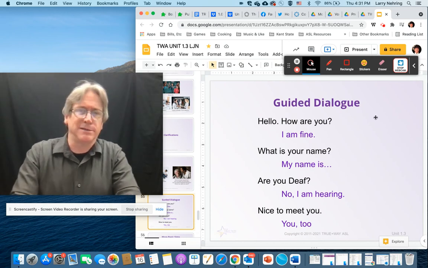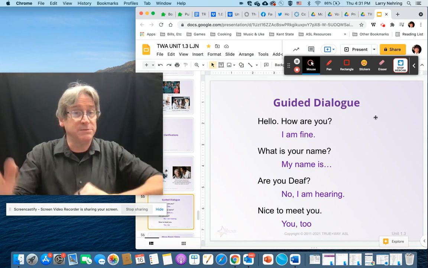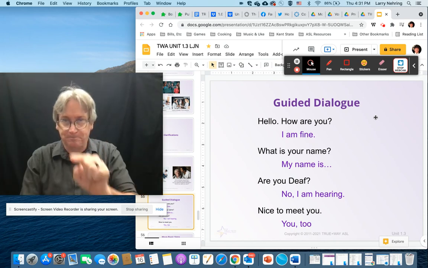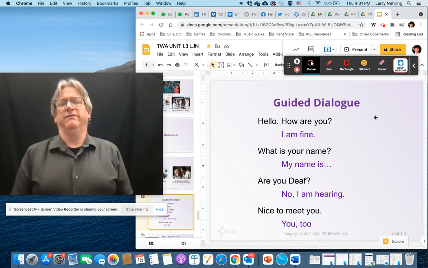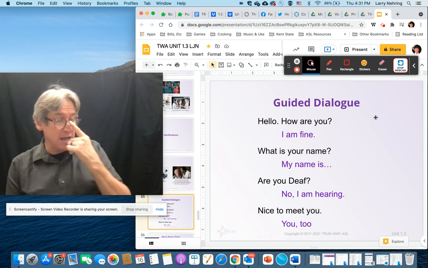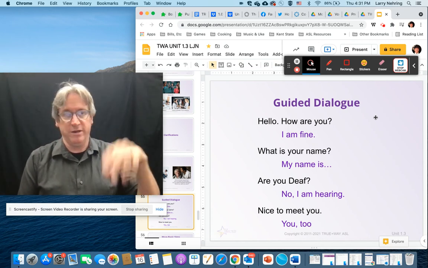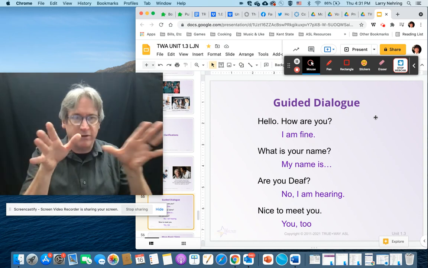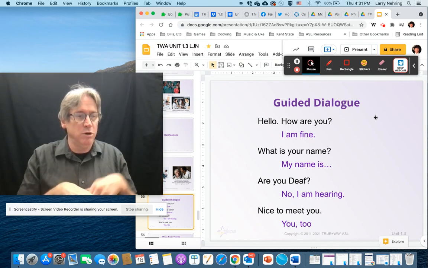So here's a guided dialogue, something to practice. If you practice both sides of this dialogue, then when we get together, it will be easier. There's a weird question in the middle of it. Are you deaf? It's a very common thing within gatherings where the deaf people want to figure out who's deaf and who's hearing.